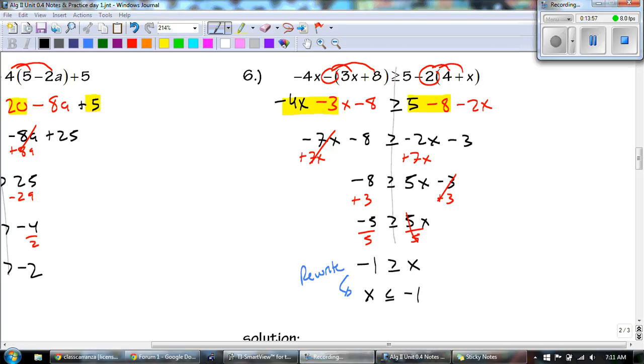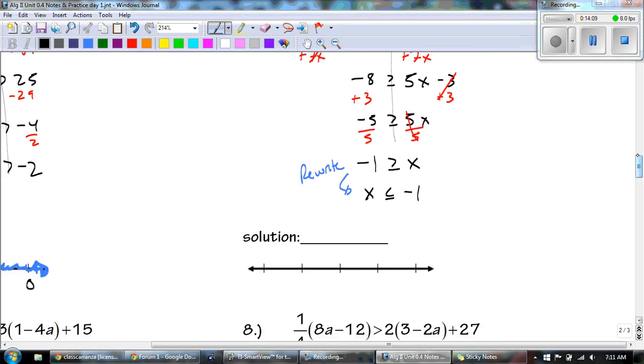Okay, so I had to combine my like terms, get my variable to one side, so I added the 7x, and then I started following SADMAP. So add the 3, divide by negative 5. I realized that my variable was on the wrong side, so I rewrote it. The inequality symbol was pointing at the x, so I made sure at the end it was pointing at the x. Okay, so at negative 1, it's going to be a closed point because it's less than or equal to, and then since it's less than, I need to shade to the left.